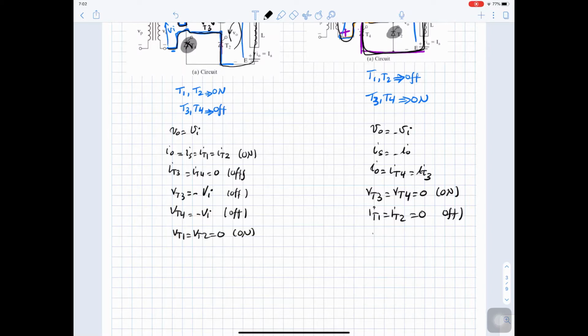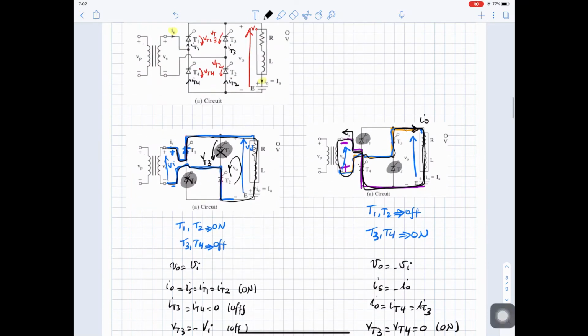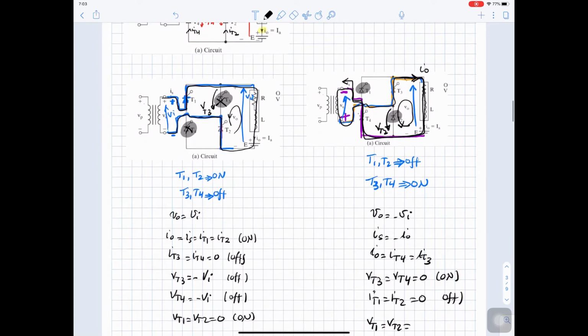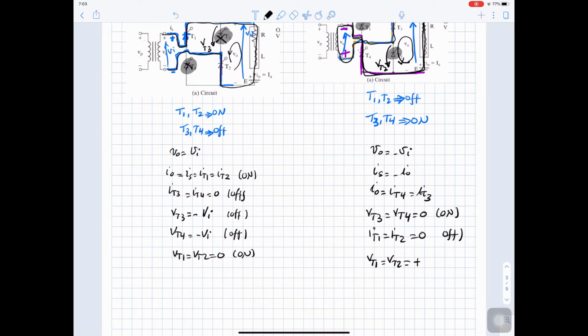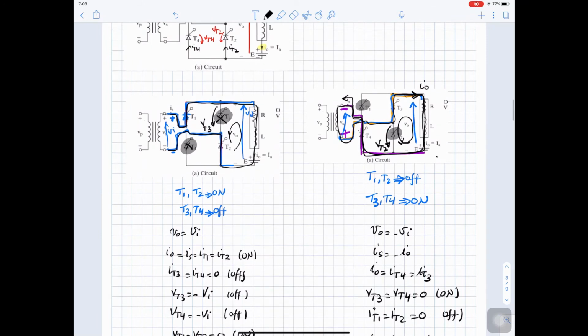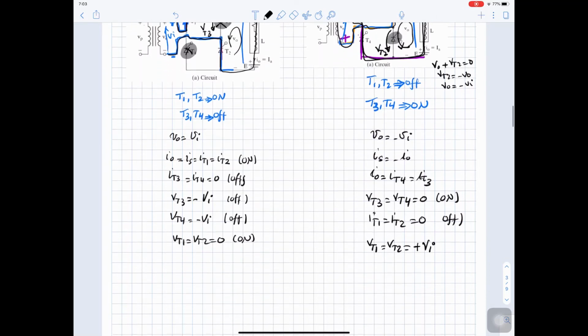To get V thyristor 1 and V thyristor 2, we will go back to the circuit. So here we have V thyristor 2. If we do KVL here, V output plus V thyristor 2 is 0. So V thyristor 2 is negative V output, and V output is negative V input. So this one equals positive V input. So if you do KVL here, you have V out plus V thyristor 2 equal 0. So V thyristor 2 equals negative V out. V out equals negative Vn. So V thyristor 2 will be positive Vn.